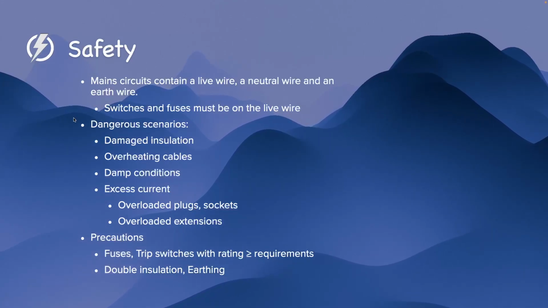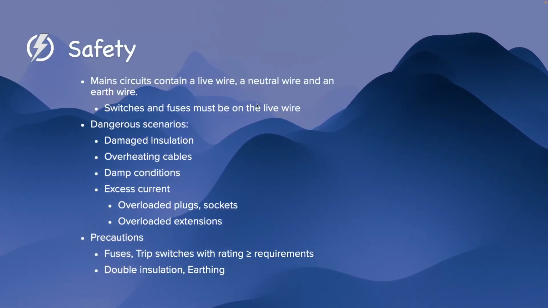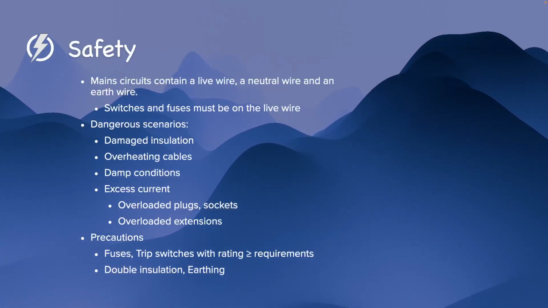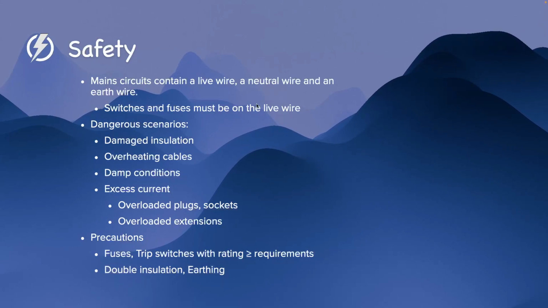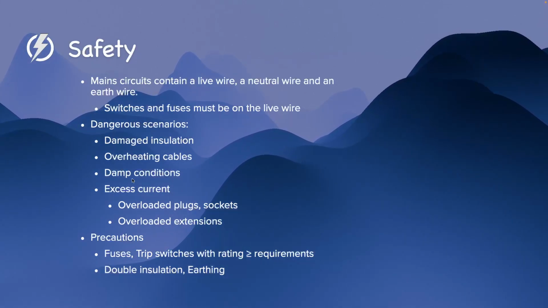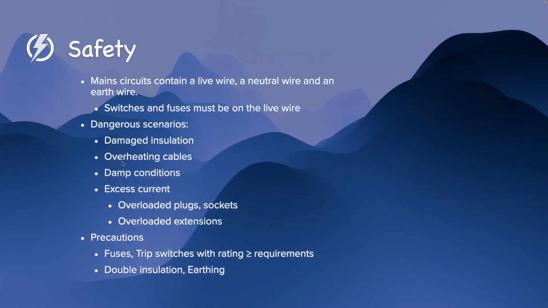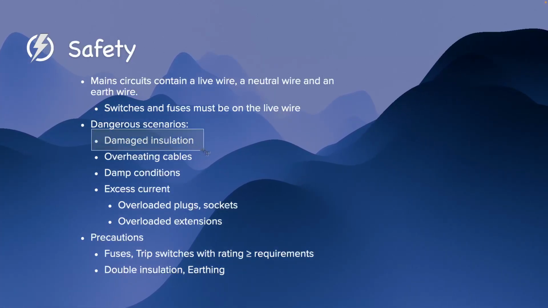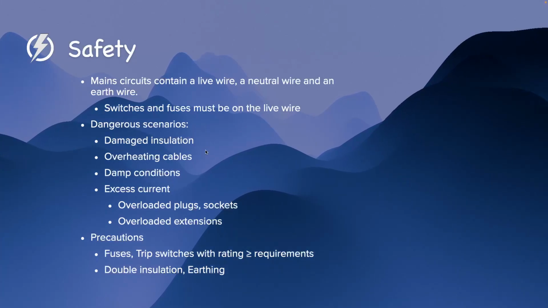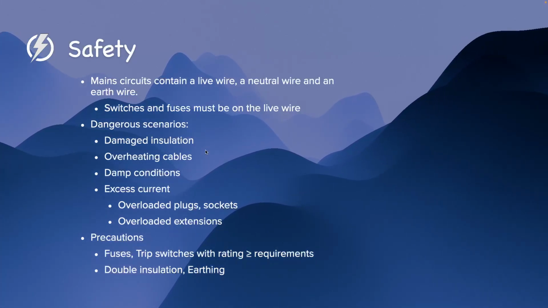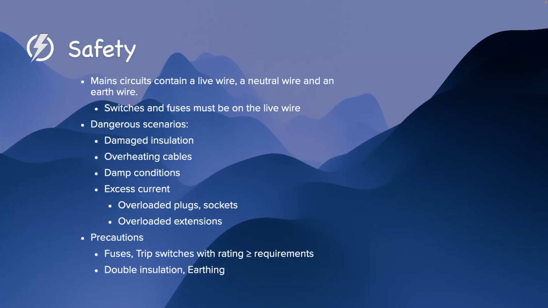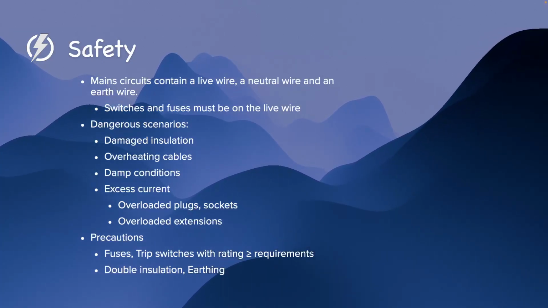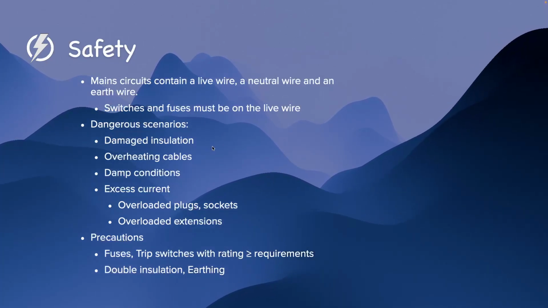Switches and fuses must be attached to the live wire, because that's where you regulate whether current makes its way into your circuit. These scenarios could be extremely dangerous when you're working with circuits. So for example, damaged insulation would mean that your circuit is exposed, and if a user touches the circuit, they could get an electric shock, and they could fall into a coma, they could experience death. That kind of dangerous stuff happens.